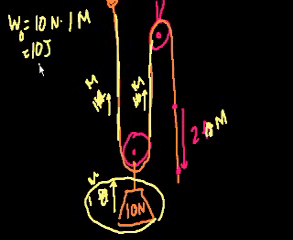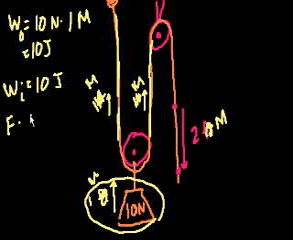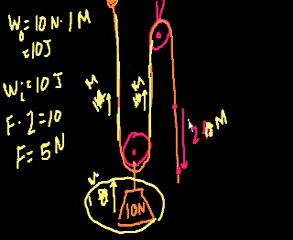And this has to be the work that I put into it too, right? So the work in also has to be 10 joules. Well, I know the distance that I pull down. I pull down 2 meters. So this has to equal the force times the distance. So the force, which I don't know, times 2 meters is equal to 10 joules. Divide both sides by 2. So the force that I pull down with is 5 newtons. I pull down 5 newtons for 2 meters, and it pulls up a 10 newton weight for 1 meter. Force times distance is equal to force times distance.